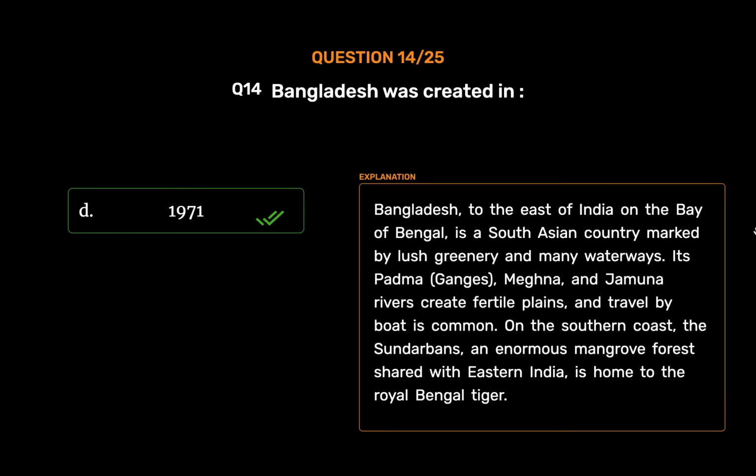1971. Bangladesh, to the east of India on the Bay of Bengal, is a South Asian country marked by lush greenery and many waterways. Its Padma, Ganges, Meghna, and Jamuna rivers create fertile plains, and travel by boat is common. On the southern coast, the Sundarbans, an enormous mangrove forest shared with eastern India, is home to the Royal Bengal tiger.